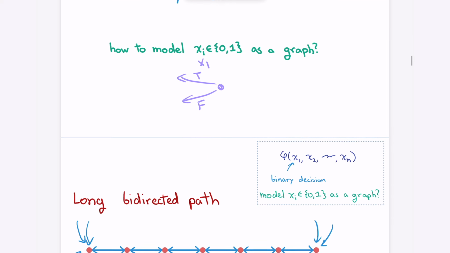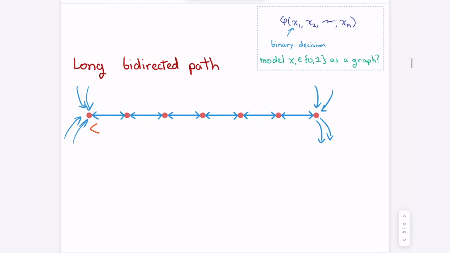Let's see. This is what we're actually going to try to do. So for every variable, I'm going to make a very long path with edges in both directions. And keep in mind that any Hamiltonian path has to visit everything in the middle. So any Hamiltonian path is going to have to go all the way through in one direction or all the way through in another direction to visit everyone in the middle, if this were the entire graph.